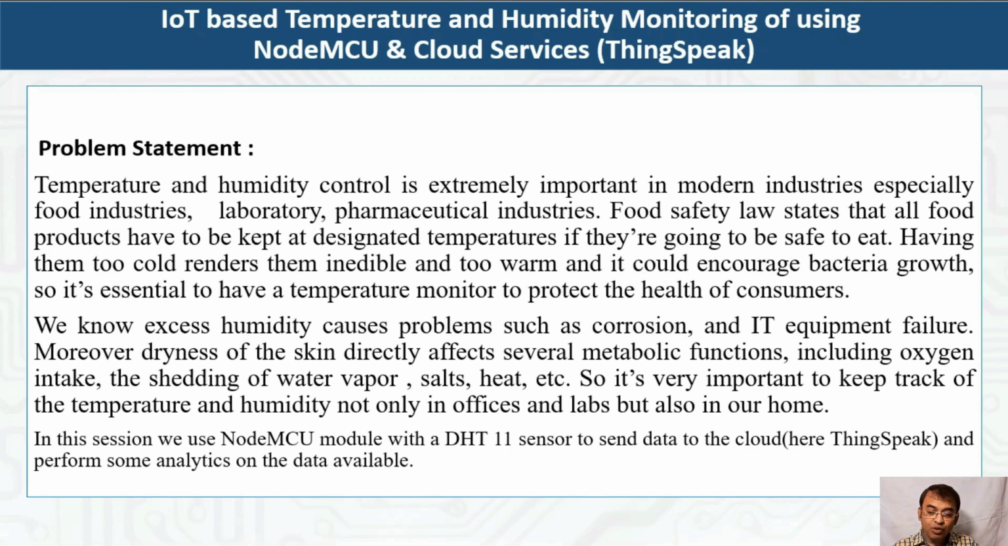We know excess humidity causes problems such as corrosion and IT equipment failure. Moreover, dryness of the skin directly affects several metabolic functions, including oxygen intake, the shedding of water vapor, salts, heat, and many more. So, it is very important to keep track of the temperature and humidity not only in offices and labs but also in your home.